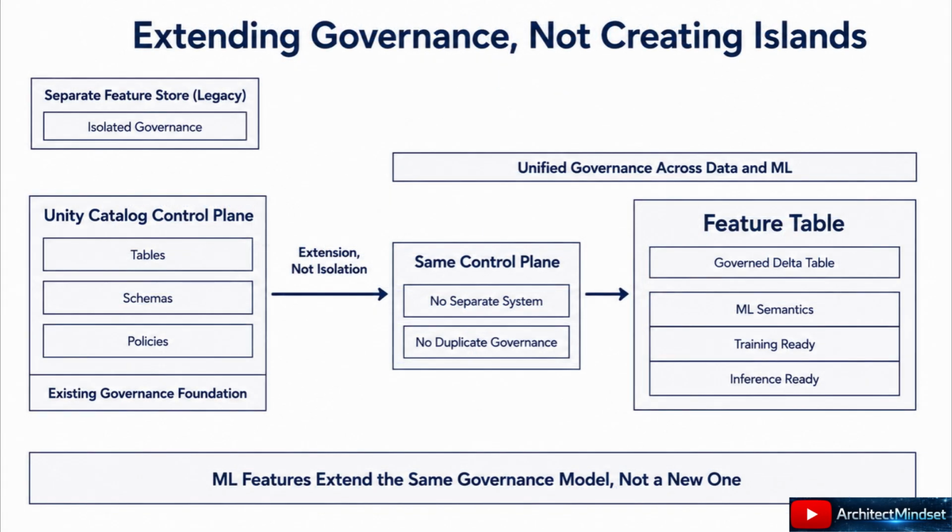Now architecturally, that matters because Unity Catalog does not create a separate governance island for ML features. It extends the same control plane you already use for tables and schemas, while attaching ML-specific semantics that make those tables usable in training and inference workflows.